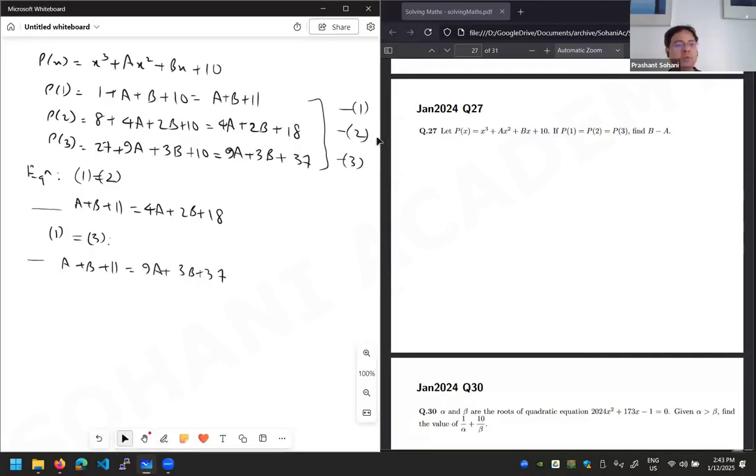As an experiment, you can try to write the third equation also. So this is 1 equal to 2, 1 equal to 3, and 2 equal to 3 also you can write, but you will not get any new information. Doing that is going to give you the same answer. Okay, so we just want to solve this for a and b.